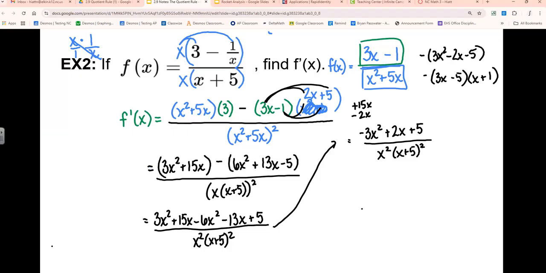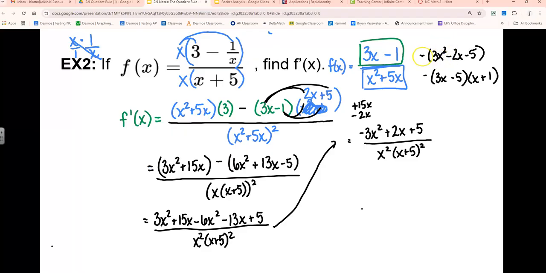So here's what I have here. Double check me. Does it look like what you guys have? I did choose to factor out that x in the bottom and write it separate. You don't necessarily have to. Are you guys getting the same thing in your numerator here? Okay. Now, this one will factor.